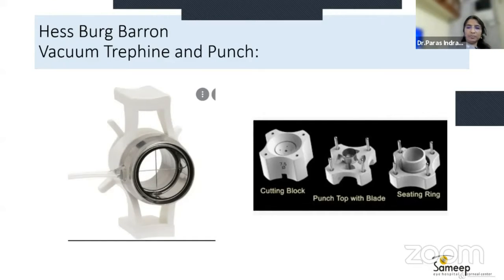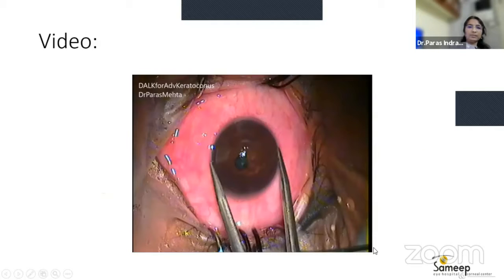These are the vacuum trephines which one can use once you master certain techniques, and definitely it would help you in reaching the right plane. Let's look at the video. Is my video visible?